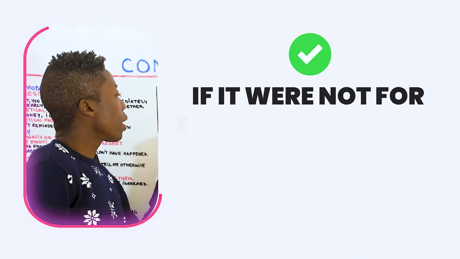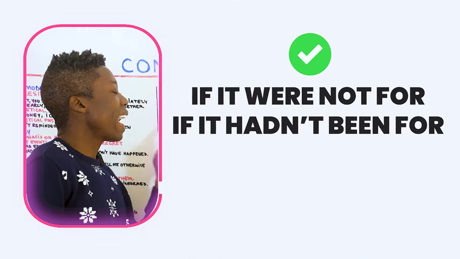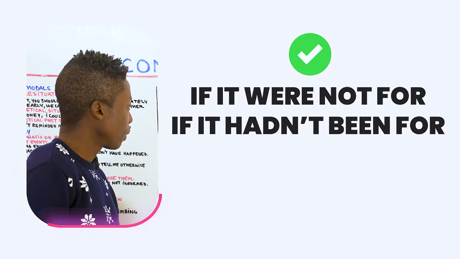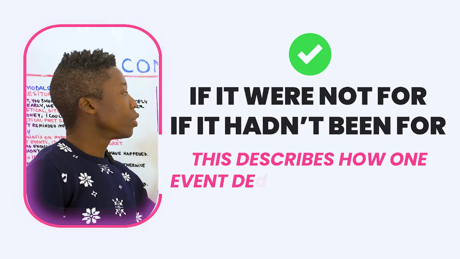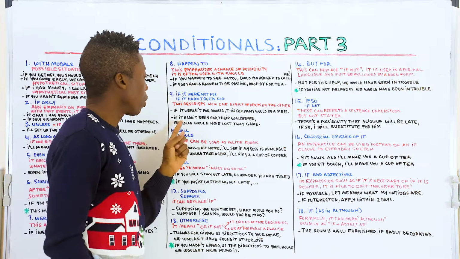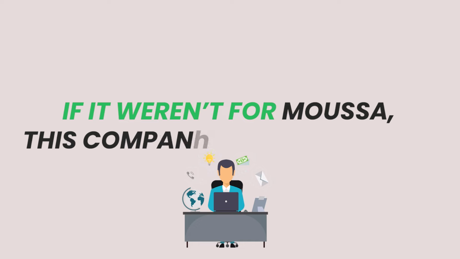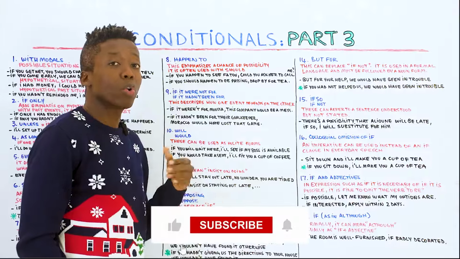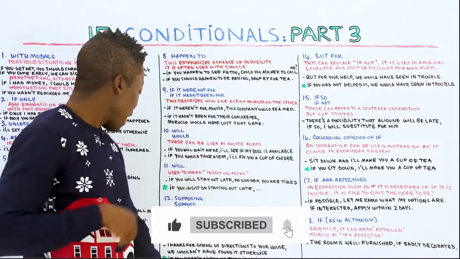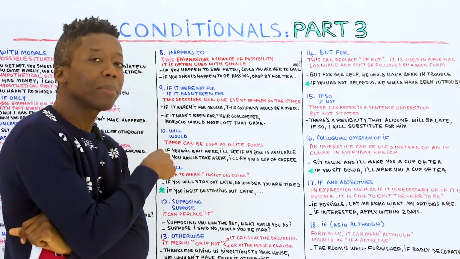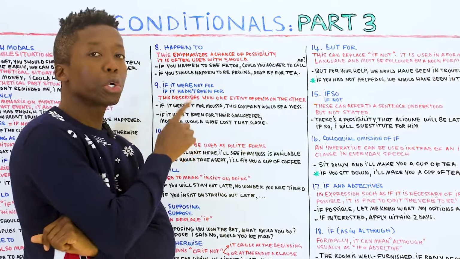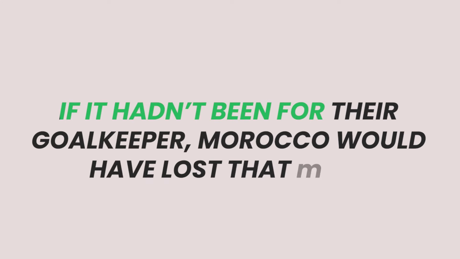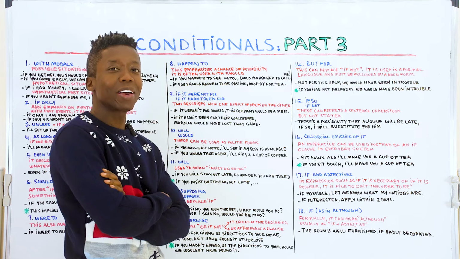Number 9, if it were not for, or if it hadn't been for. This describes how one event depends on another event. For instance, if it weren't for Musa, this company would be a mess. That means Musa came, Musa fixed the company or is continuing to fix the company. And if Musa did not come, the company would not be in good shape. A second example, if it hadn't been for their goalkeeper, Morocco would have lost that game. Do you guys remember the World Cup and the goalkeeper?